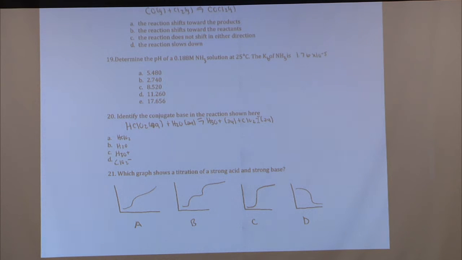And then D would be a strong base and a weak acid, or excuse me, it would be a weak base and a strong acid. So make sure you guys are familiar with these graphs, because these are another popular question. Are there any questions regarding this? No?